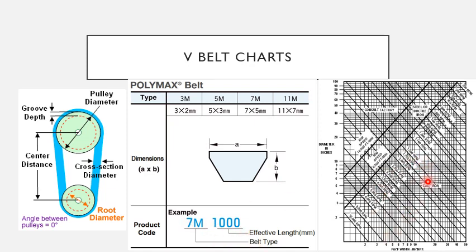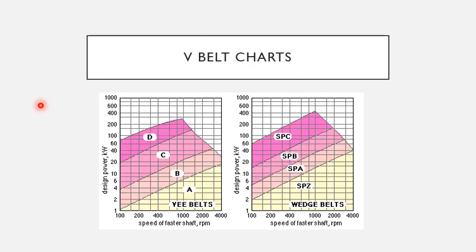This chart will help you in choosing the pulley type. This is if the face width is given in inches and the diameter is given in inches. If the speed lies in this area, then you have to choose a cast iron pulley. If it lies in this area, you have to choose a steel or ductile iron pulley, and you have to design a special pulley if it lies in this area. There is also a different variety of belts: SPZ, SPA, SPB, SPC, and depending on the design power and the speed of the faster RPM, you can choose from this variety of belts.